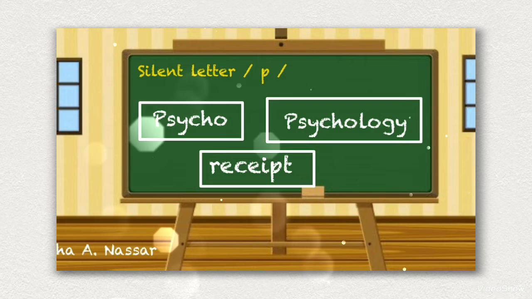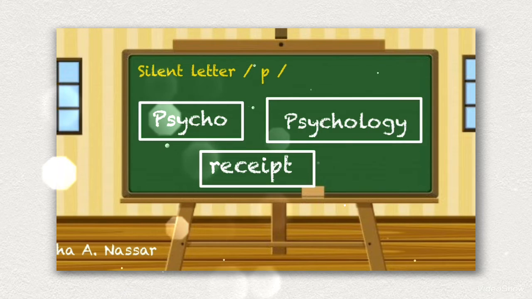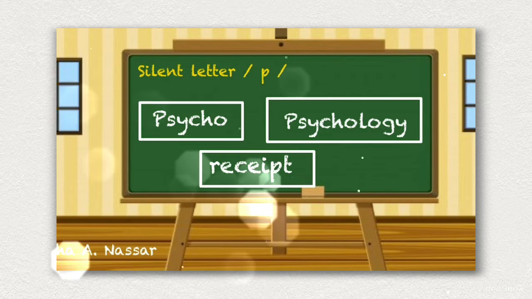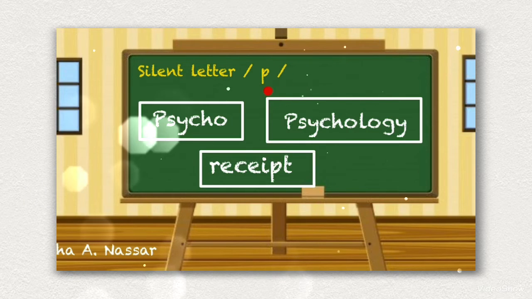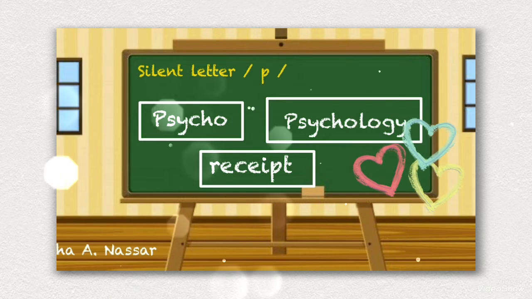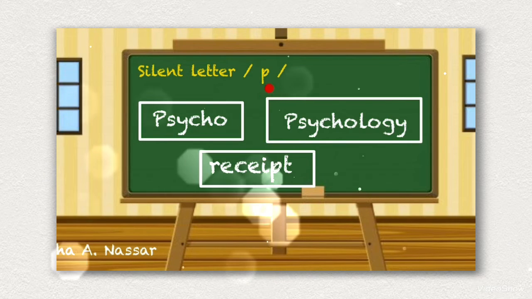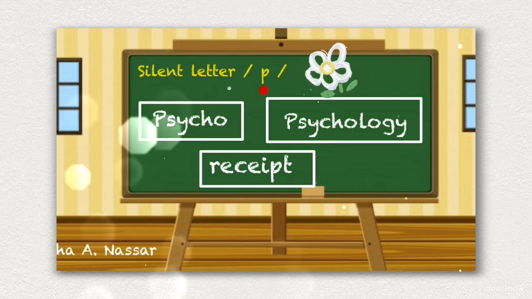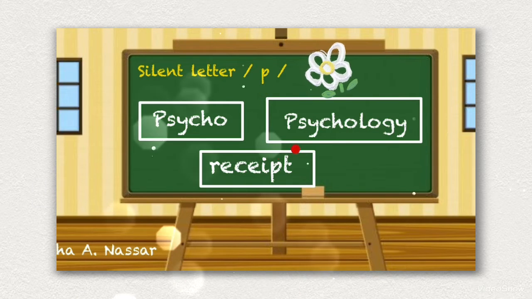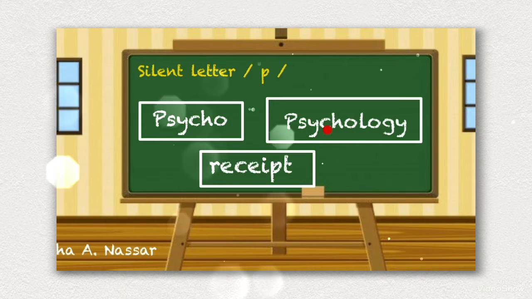Still we are with silent letters, and now we have the silent letter P. P is pronounced in many words, but in some cases or in some tricky words, we cannot pronounce letter P. Let's see these three words. We will not pronounce letter P.